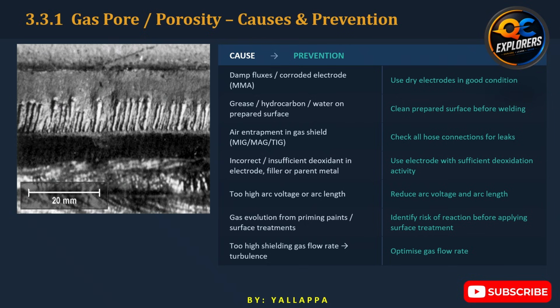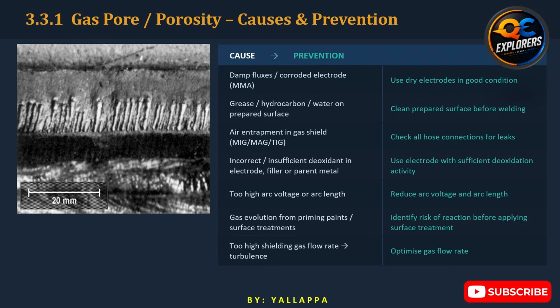At first glance, increasing shielding gas flow may seem like an obvious solution. However, excessive flow can create turbulence and actually draw surrounding air into the shielding region. The correct approach is controlled gas flow, not simply maximum gas flow.